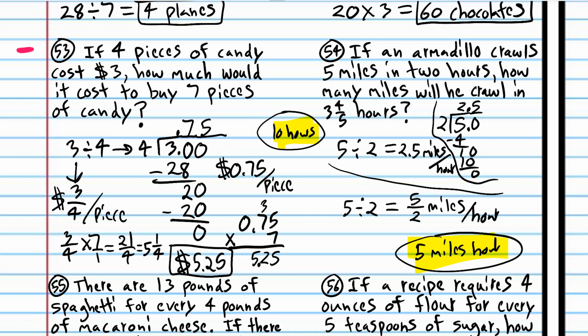5 miles per hour, and he's crawling for 10 hours. So what is the answer? He's crawling 5 miles for every 1 hour, and he's crawling for 10 hours. What's the answer? Well, obviously it's 50. But we didn't get 50 by dividing 10 by 5. We got 50 by multiplying 10 and 5. So we have to multiply the two numbers.